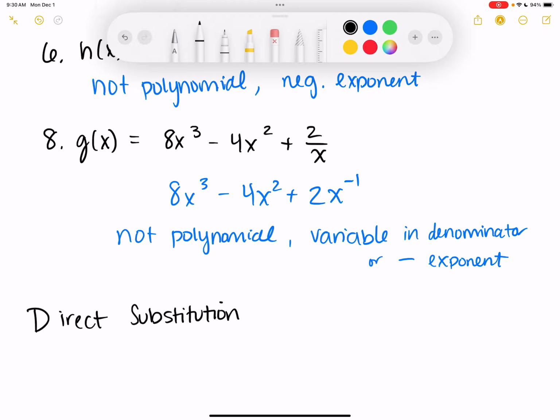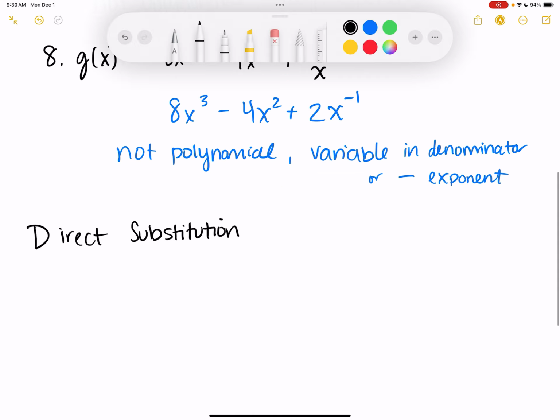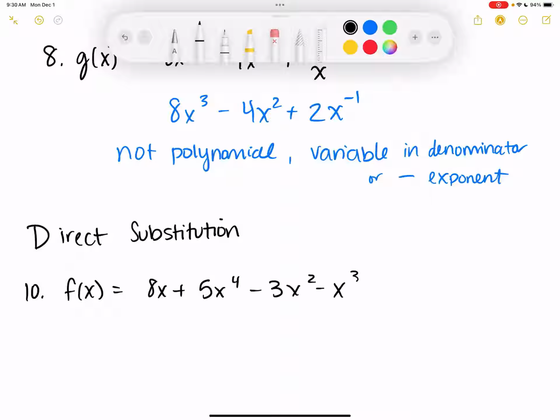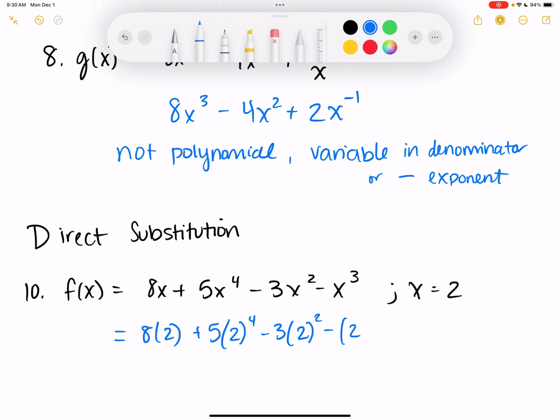With direct substitution, I'm literally just taking the x value that they give me and plugging it into the equation and getting a number. So number 10, f of x is equal to 8x plus 5x to the fourth minus 3x squared minus x cubed, and x is equal to 2. Everywhere I see an x, I'm going to put a 2. So I have 8 times 2 plus 5 times 2 to the fourth minus 3 times 2 squared minus 2 cubed.